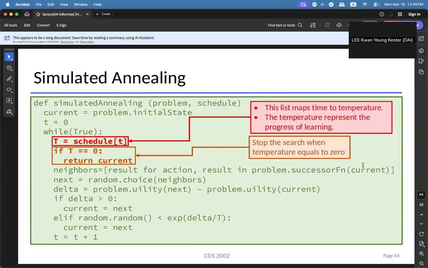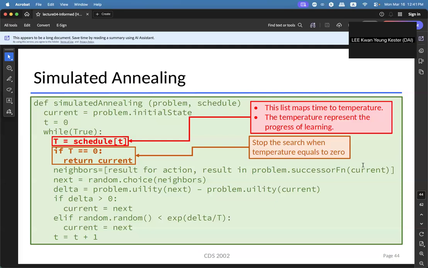We only borrow the concept of cooling down. In the simulated annealing algorithm, we introduce a new variable called the temperature. The temperature starts from a very high value and gradually decreases to 0. We are borrowing the concept of temperature from the actual annealing process.